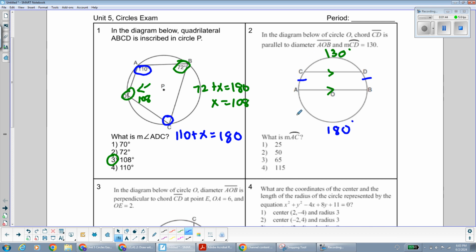So a total circle is 360 degrees. So we already have 180 and 130. If I add those together, we get 310. So that means if I do 360 minus 310, there are 50 degrees left in the circle. And since each of these arcs are the same, each of these has to be half of 50, which is 25 degrees.